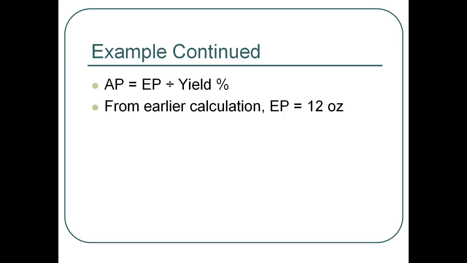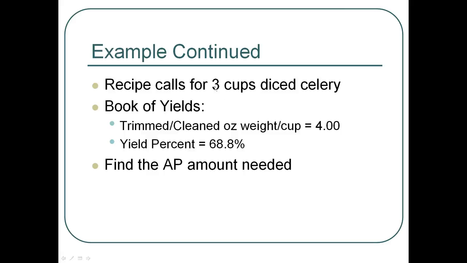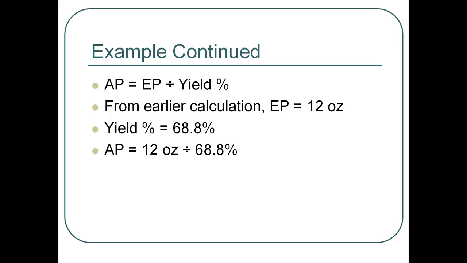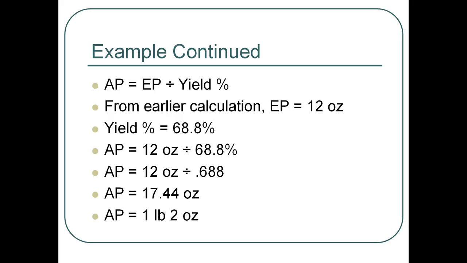From the earlier calculation, we found that our recipe needs 12 ounces of diced celery: 4 ounces per cup times the 3 cups. The yield percentage is 68.8, so we just plug it in. We divide the 12 ounces by the yield percentage. We're still in EP, so now we have to go back and account for the tops of the celery stalks and the root, and even the little bit of the root with dirt in it that we cut off, and maybe the dirt even weighed a little bit. So we divide through by 68.8%, and it tells us we need to order 17.44 ounces, or 1 pound 2 ounces, to make sure we have enough for our recipe.